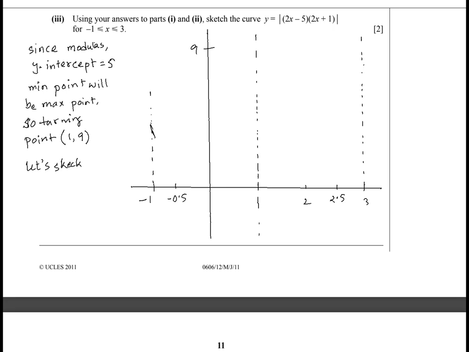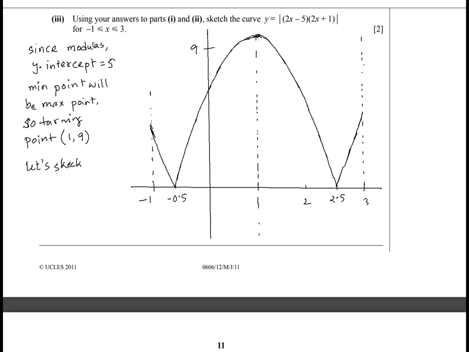Now start sketching. The curve will come down to minus 0.5, but it will not pass through, rather it will reflect and start moving upwards. By crossing the y-axis at 5, it will come to this turning point, that is (1, 9). At (1, 9) it will turn and start going downwards. So let's continue the sketching. It will come to 2.5. Here again it will be reflected and go upwards to touch the line x equals 3. So here it will go like this.